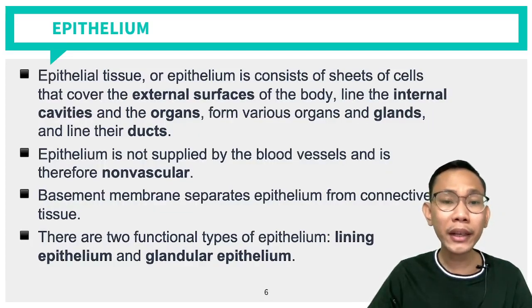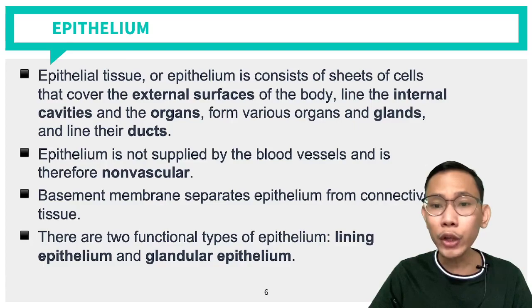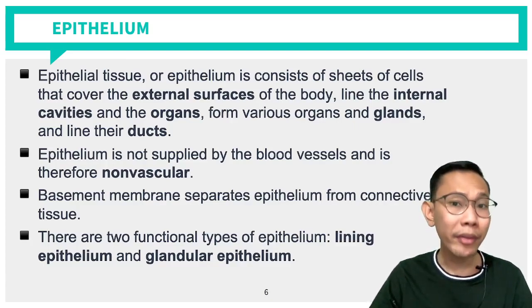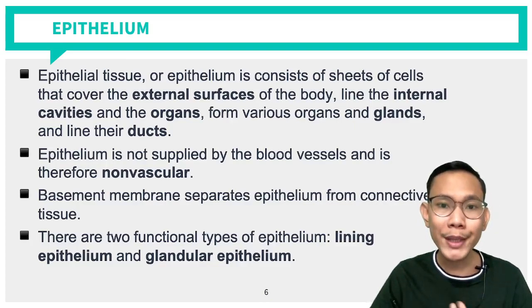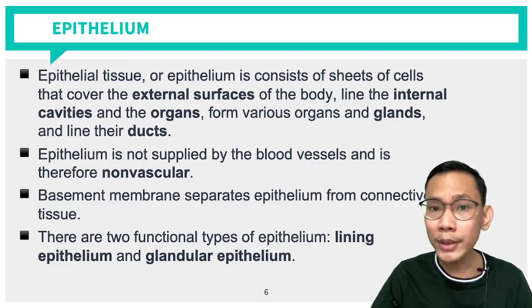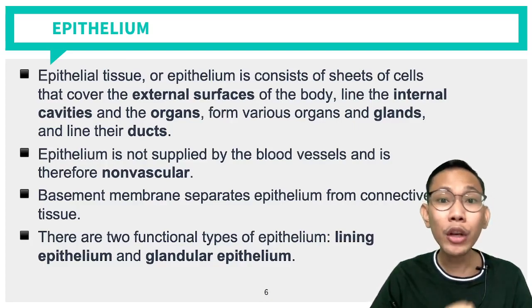So let's identify the characteristics of your epithelium. Remember that your epithelial tissue, or epithelium, consists of sheets of cells that cover the external surfaces of the body, line the internal cavities and organs, form various organs and glands, and line their ducts. The morphology of any epithelium, however, differs from organ to organ depending on its location as well as its function. For example, the epithelium that covers the outer surface of your body serves as a protective layer, which differs from other epithelia that line your internal organs. So, depending on the location of your epithelium, it will have a specific function.